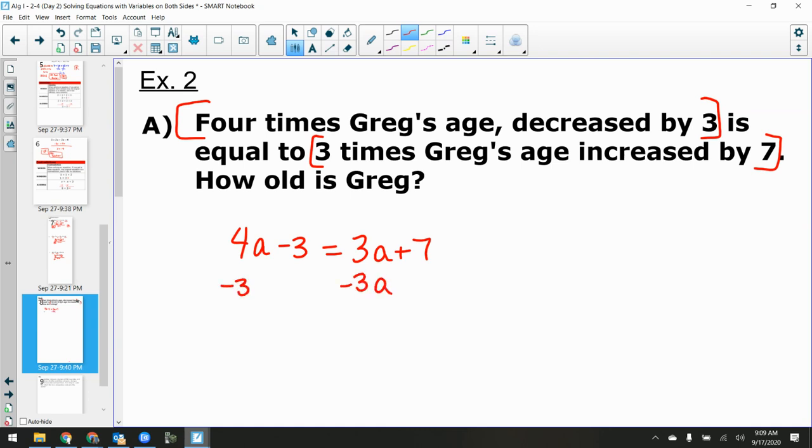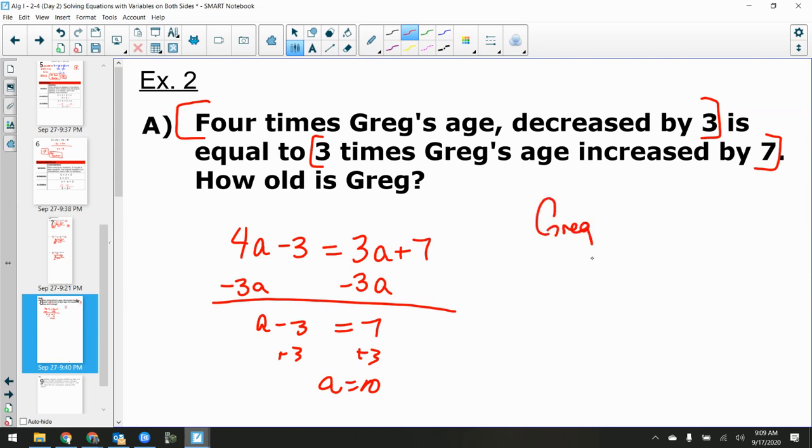We subtract 3a from both sides. That's going to give me a minus 3 is equal to 7. A is 10. Greg is 10. Make a statement. Greg is 10. We feel okay about that? Try the next one down there.